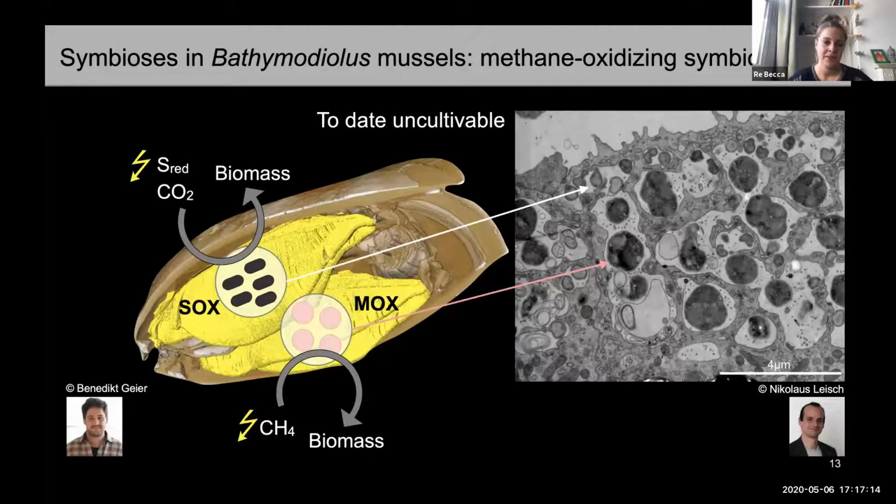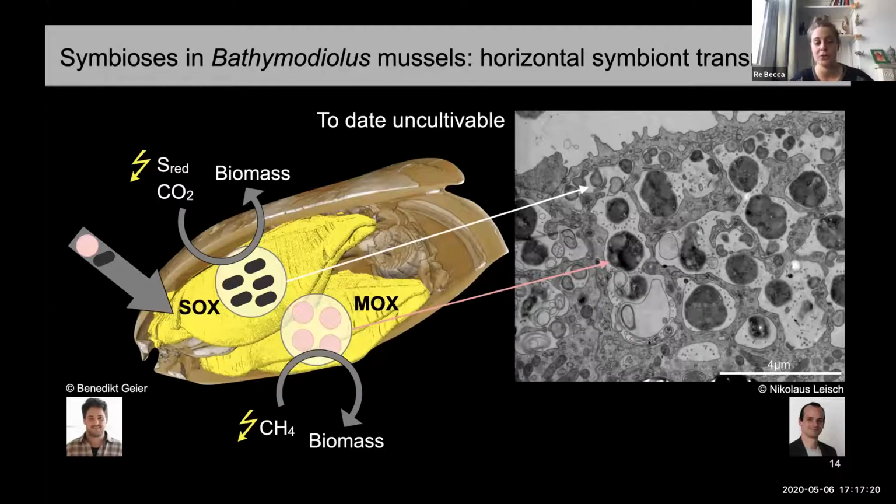These symbionts are usually transmitted horizontally from one host generation to the next, which means that every new host generation has to take up the symbionts from the surrounding seawater and gets colonized by it de novo every generation.